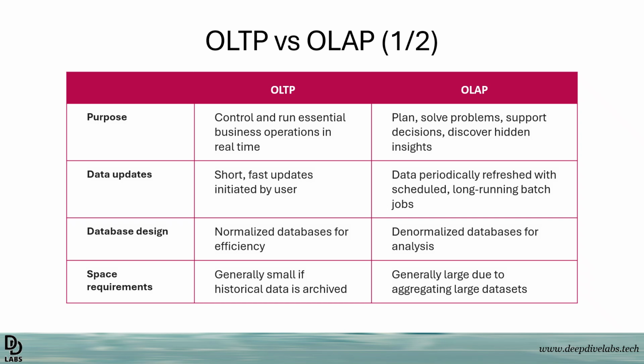How does data get updated into an OLTP? It's short, faster updates initiated by the user who uses the system. Whereas in OLAP, it is mostly periodical, as we have seen, right? So data is refreshed periodically, scheduled, and there are long-running batch jobs. With respect to data design, OLTP has a normalized database for efficiency, so data redundancy is kept to a minimum. Whereas an OLAP data system is a denormalized database, and you do have data redundancy because the idea is for data analytics. With regard to space requirements, OLTP is generally small if historical data is archived, whereas OLAP is generally large because it is bringing together multiple data sources.